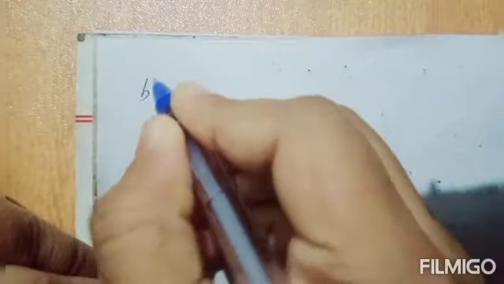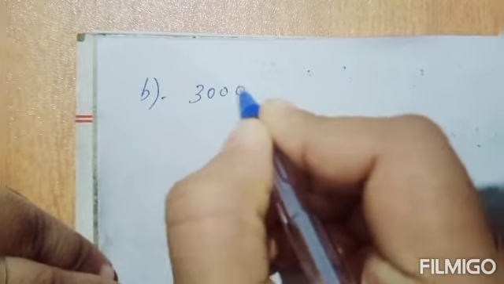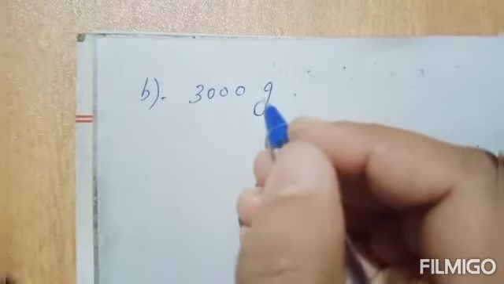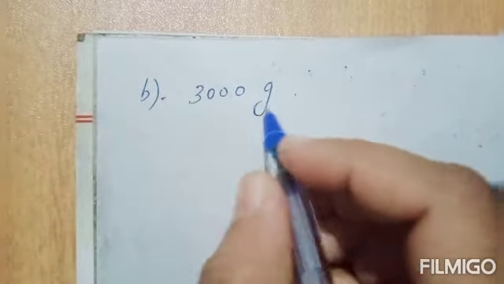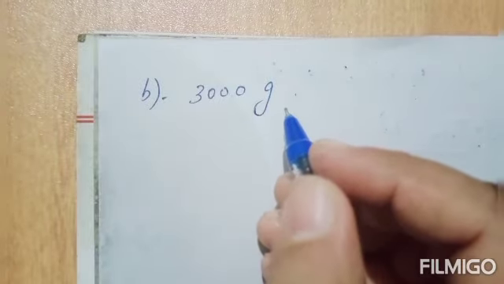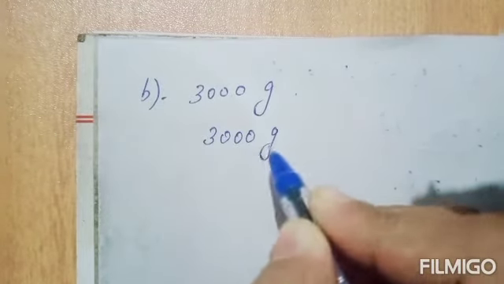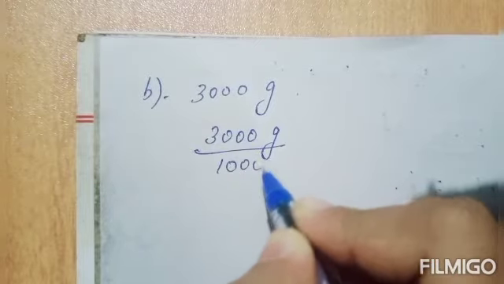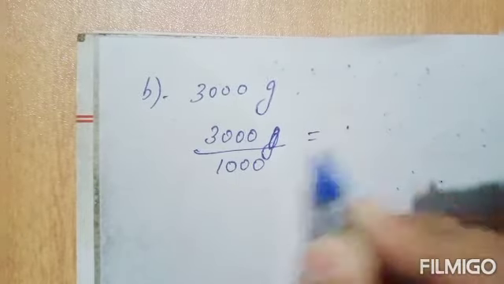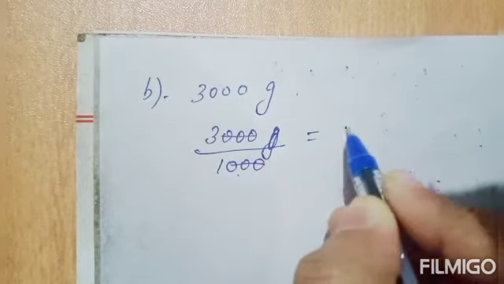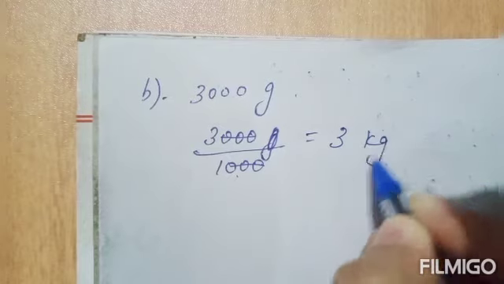Next, B, 3000 gram. In order to convert gram to kilogram, just divide by 1000. So you can divide 3000 gram by 1000. What will you get? 3000 by 1000 is 3 kilogram.